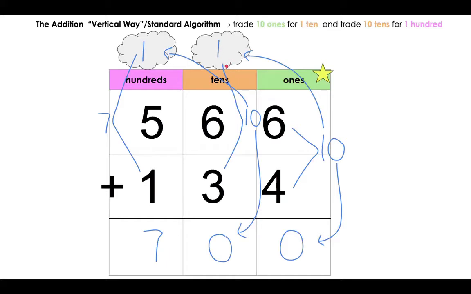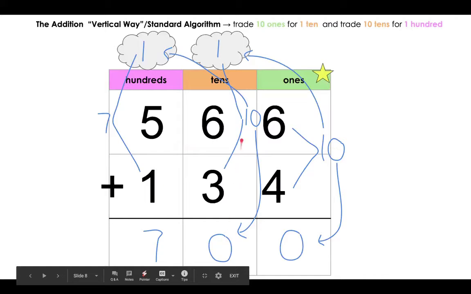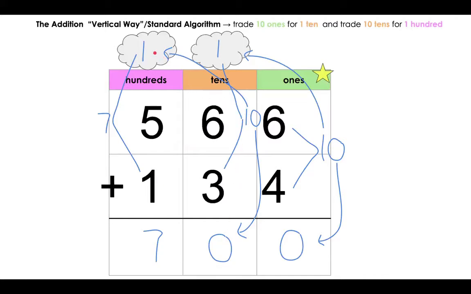Okay, and then now I'm going to add 1 plus 6 plus 3, which equaled 10. I did the same thing. My 0 stayed in my tens place. I bundled my 10 tens to give me 100. And then I added 1 plus 5 plus 1, which equals 7. Let's try another one.